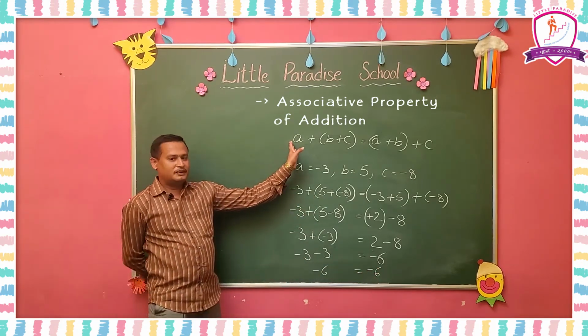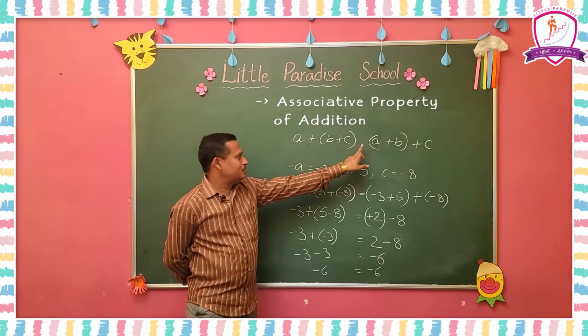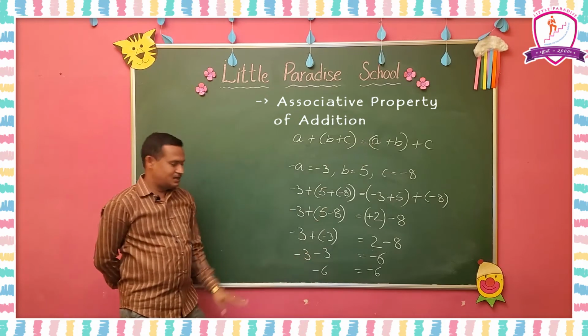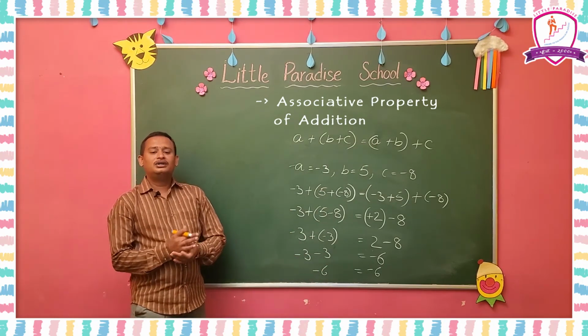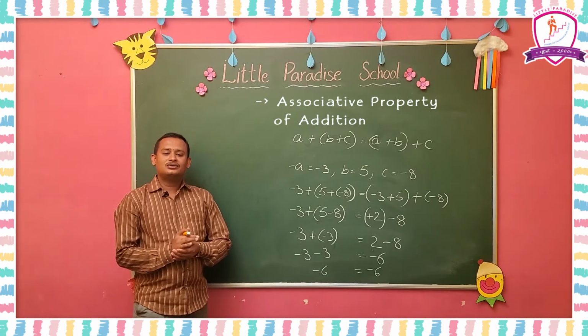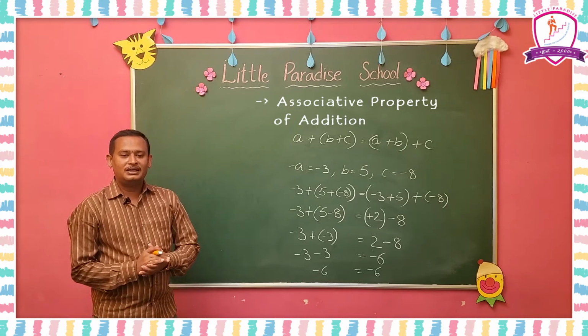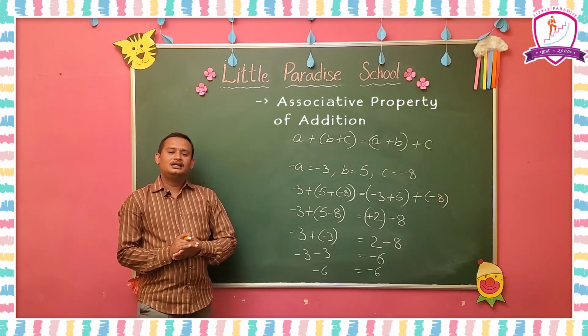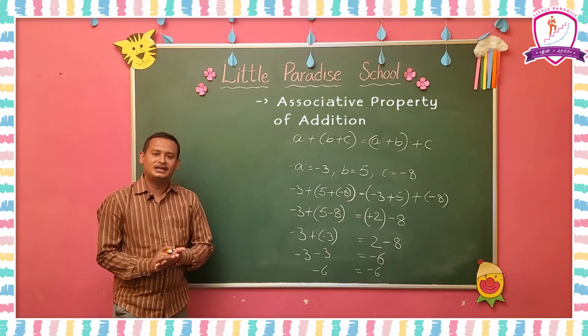Here this property is satisfied. a plus of b plus c is equal to a plus b plus c is satisfied here. LHS is equal to RHS. So, what did you observe here? Addition is associative for integers. The property is called the associative property of addition in integers. Now, subtraction is not associative for integers.